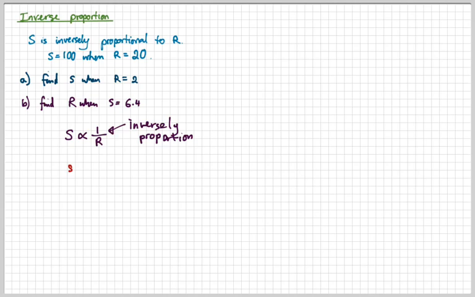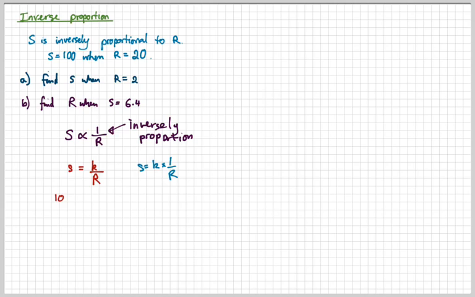From here we replace the proportional symbol by is equal to k, so it's S is equal to k times by 1 over R. So if I were to write S is equal to k times by 1 over R, which is what we would have done before, that's the same as saying, well, S is equal to k divided by R.